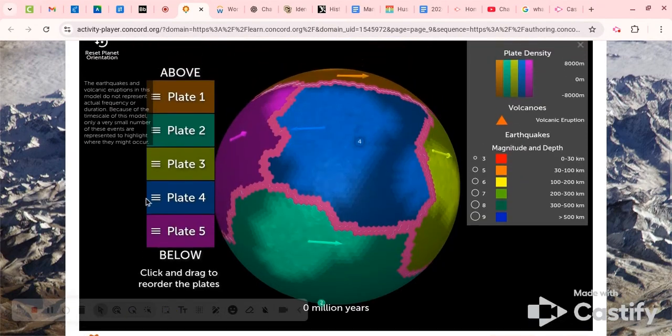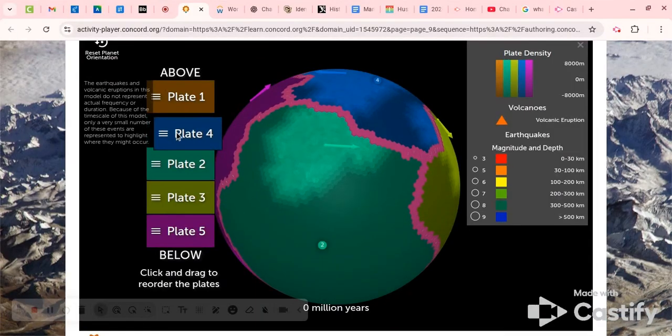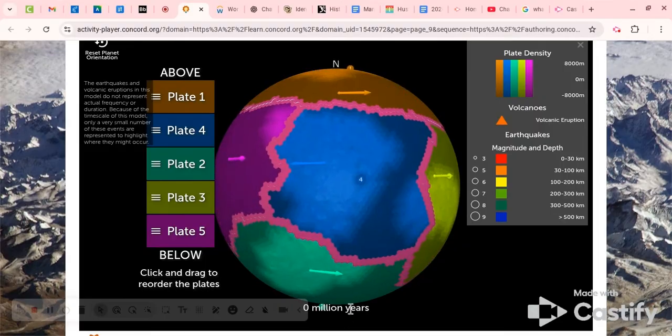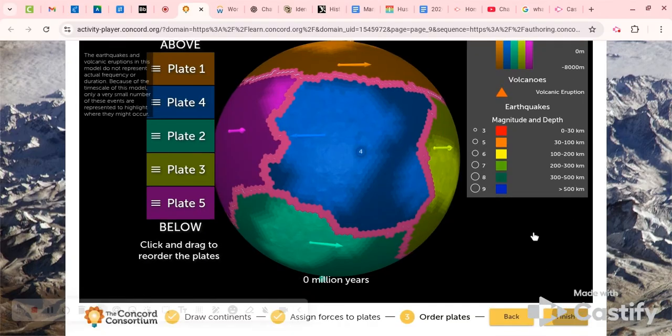I'm going to set the plate 4 as the second densest. Here, let's move this up right here. Okay. Alrighty, and then we're going to click finish.